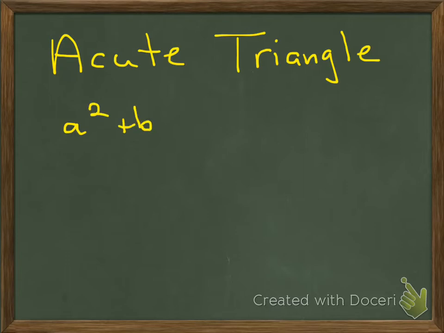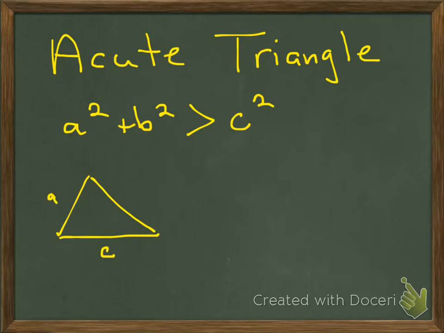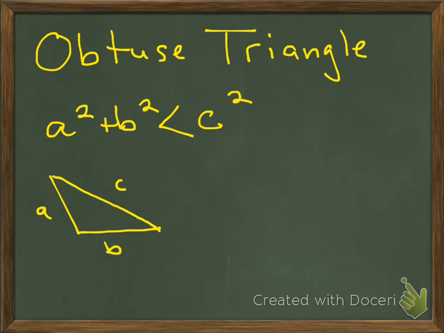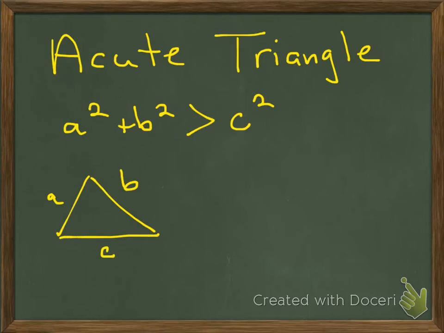So it's a squared plus b squared. Then you have c squared. Okay? c is going to be the longest side. So if a squared plus b squared is greater than c squared, then it's an acute triangle. So if you have this triangle here, and whatever your longest side is, if a squared plus b squared is greater than c squared, then you have an acute triangle. Okay, so it's going to be opposite, right? So obtuse, the two smaller sides are less than the larger side, and then on the acute, the two smaller sides are greater than the longest side.